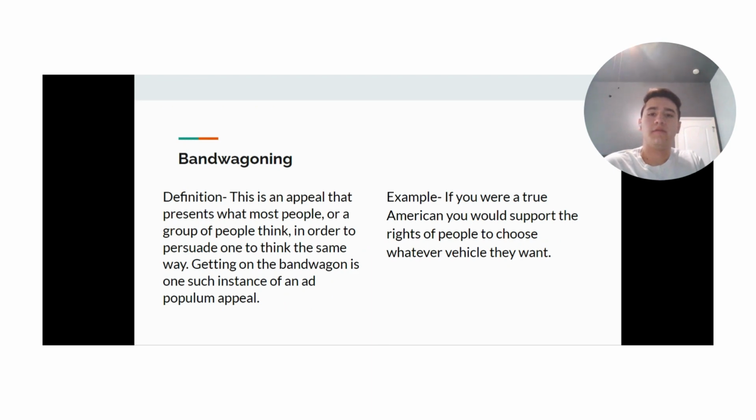Next fallacy is bandwagoning. This is an appeal that presents what most people or a group of people think in order to persuade one to think the same way. Getting on the bandwagon is an instance of an ad populum appeal. My example was, if you were a true American, you would support the rights of people to choose whatever vehicle they want, instead of just following somebody, just doing your own thing.